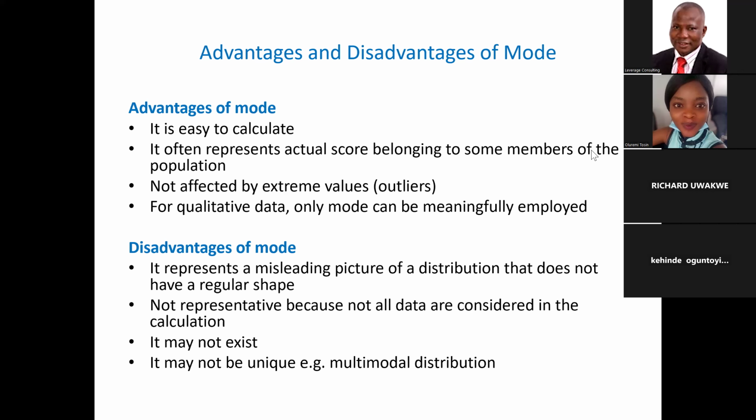For qualitative data, only the mode can be meaningfully employed. What do you mean by that? For example, if you list ethnicity, you now list Hausa, Igbo, Yoruba.